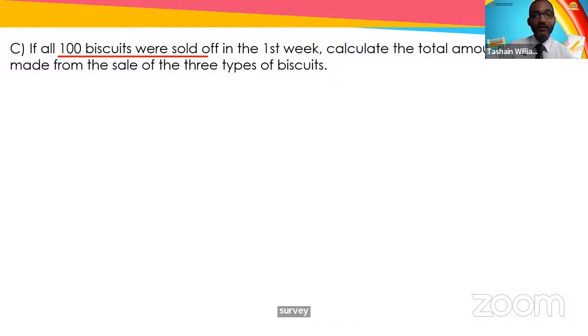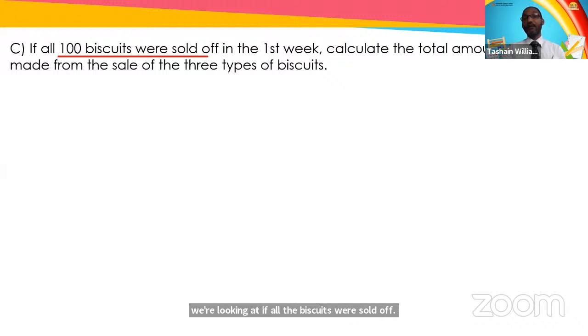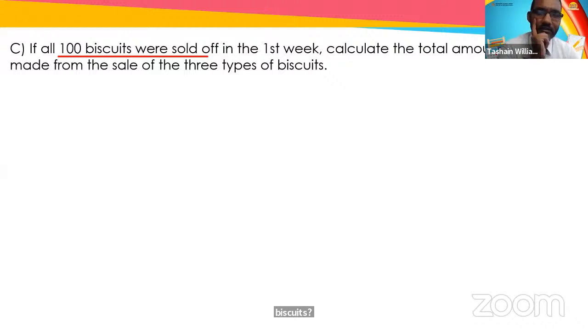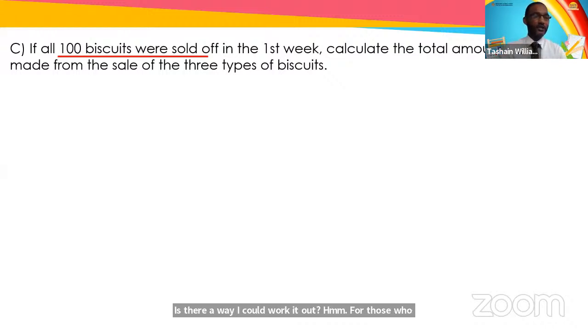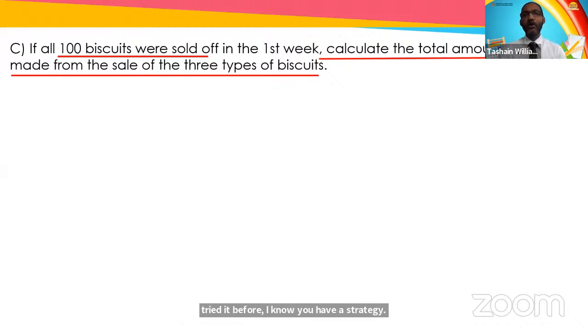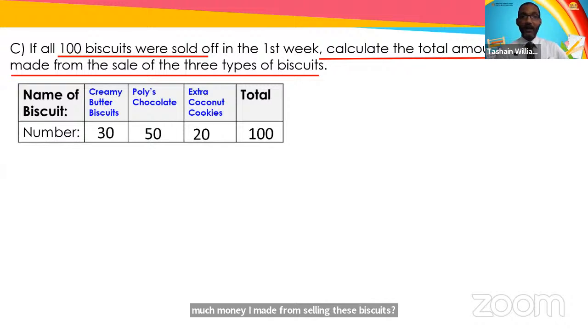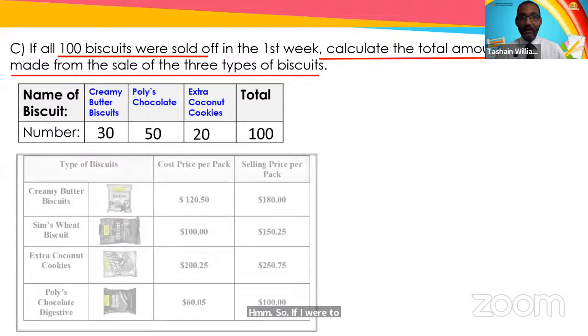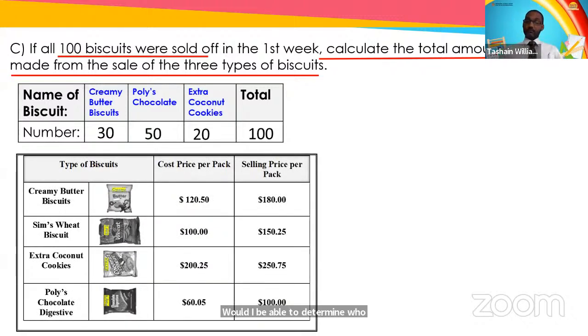So in this section, boys and girls, still in part two here now, we're looking at if all the biscuits were sold off. How many biscuits? 100. If your 100 biscuits were sold off in the first week when you started selling, how much money would you make from this sale of all three biscuits? How would I find that information? Is there a way I could work it out? For those who tried it before, I know you have a strategy and I know you want to share it. How could I calculate how much money I made from selling these biscuits? So, if I were to use my sample I gave you earlier, would I be able to determine how I work out how much money I made by selling all of these biscuits?